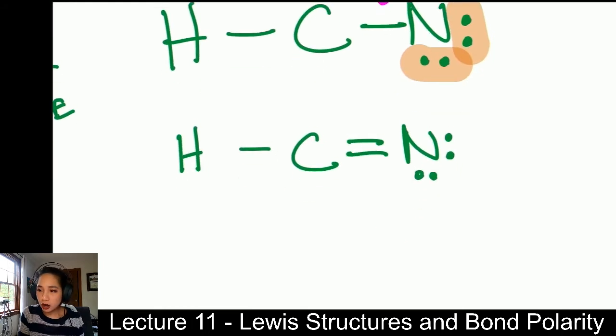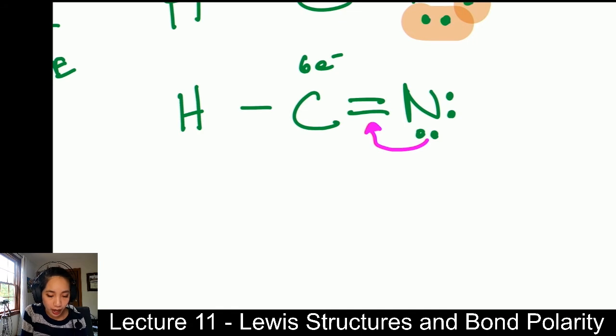Now if we check our octet rule, nitrogen still has 1, 2, 3, 4, 5, 6, 7, 8 electrons around it, so its octet's still good. Carbon only has 1, 2, 3, 4, 5, 6. So there's only 6 electrons around carbon, and we still need another lone pair, or another bond to carbon, to fulfill its octet. So I'm going to move another lone pair to form a multiple bond with carbon, our central atom. So it will look like this.